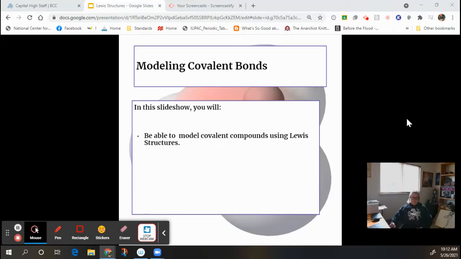Hi folks, this is your asynchronous video to teach you how to draw Lewis structures. Lewis structures are a way to model covalent compounds, and that's our learning target. By the end of this video, hopefully you'll be able to model covalent compounds using these Lewis structures we're going to look at.